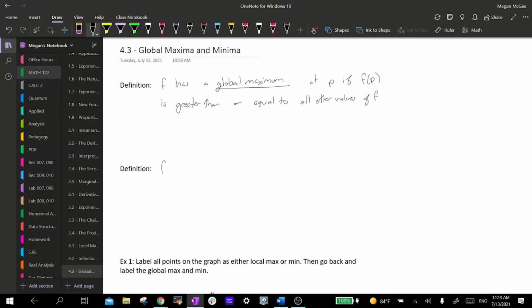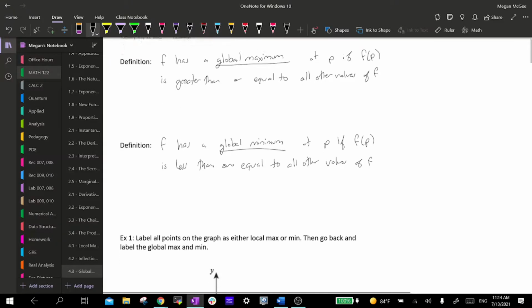And similarly, f has a global minimum at a point P if the function value f of P is less than or equal to all other values of f.